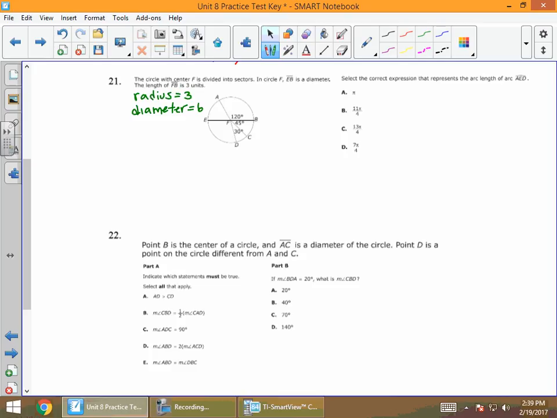And it wants me to find arc AED. So AED, this arc here. All right. So the measure of the arc is going to be some angle out of 360. So AED is going to be something out of 360 times the circumference. Well, the circumference is going to be pi d, so it's going to be 6 pi.